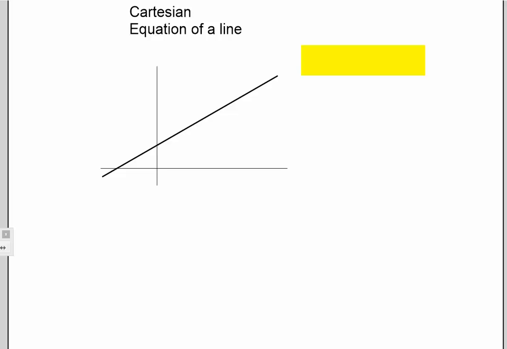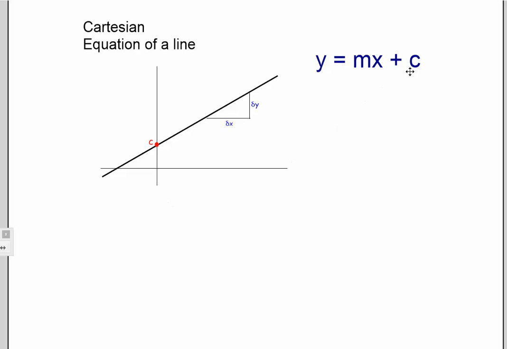In this video, we're going to have a look at how to find the vector equation of a straight line. So let's start off with what we already know. We know the Cartesian equation of a straight line is y equals mx plus c. And we know that the plus c is the y-intercept, and that tells us where the line is. And we know that m is the gradient, and that's telling us how steep the line is.